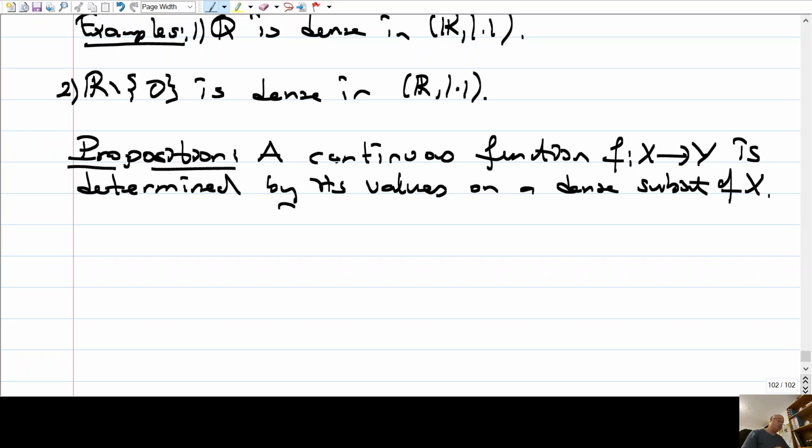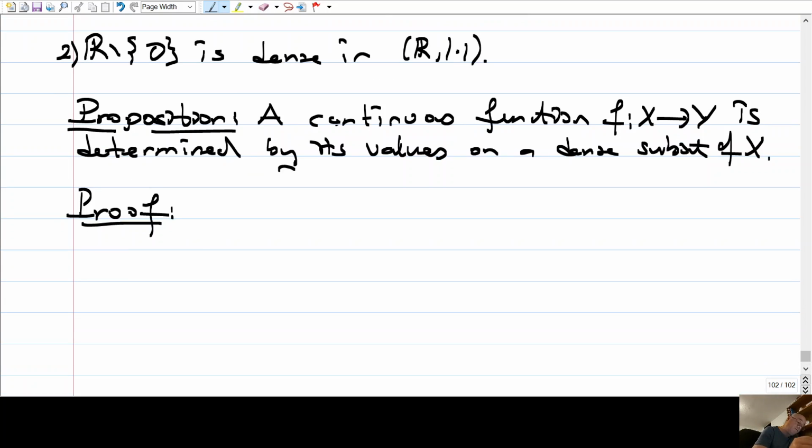For example, a continuous function on real numbers is determined by its values on a dense subset, let's say rational numbers. So, if you have a continuous function on R, and if you know its values on rational numbers, then you know the values of this function at any point. And the proof is very simple, actually. Just characterization of closure and definition of continuity is enough. So let me reformulate the content of this proposition.